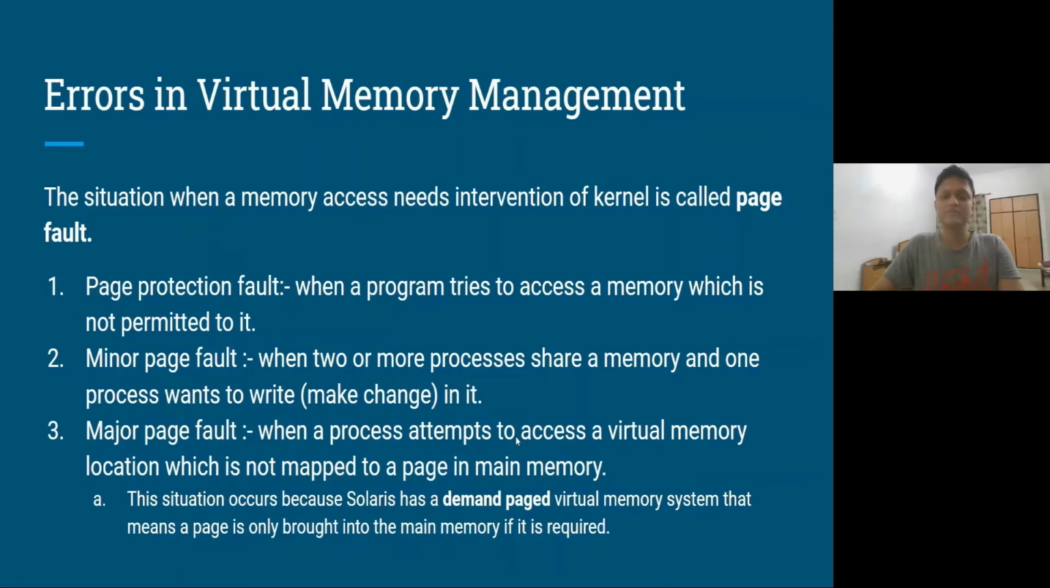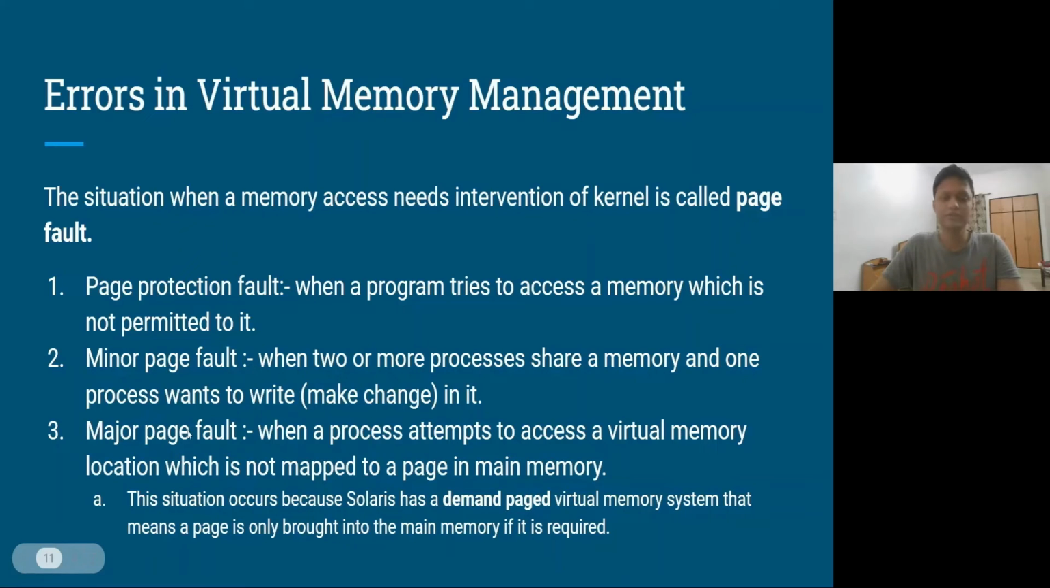This situation arises when the MMU raises errors and the kernel needs to intervene to solve these errors. There are three types of page faults. Page protection fault, when a program tries to access a memory which is not permitted to it. Minor page fault, it happens in the case of shared memory when two or more processes share a memory and one process wants to write or make a change in it.